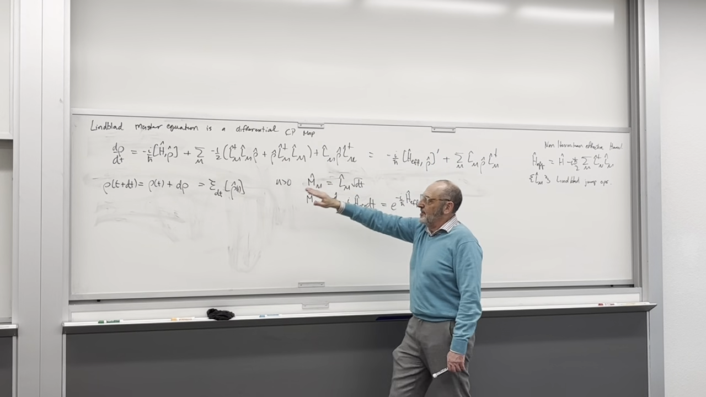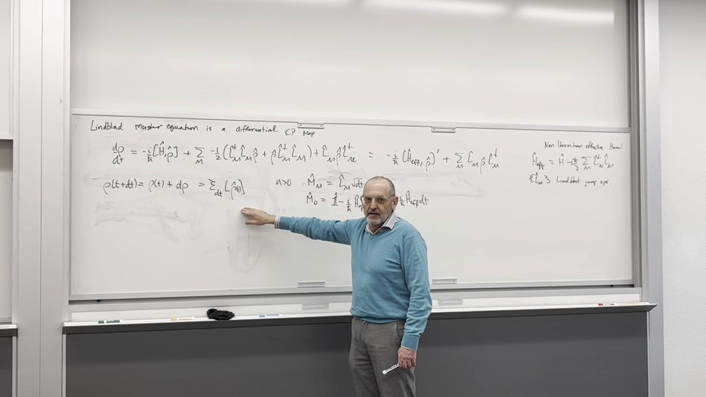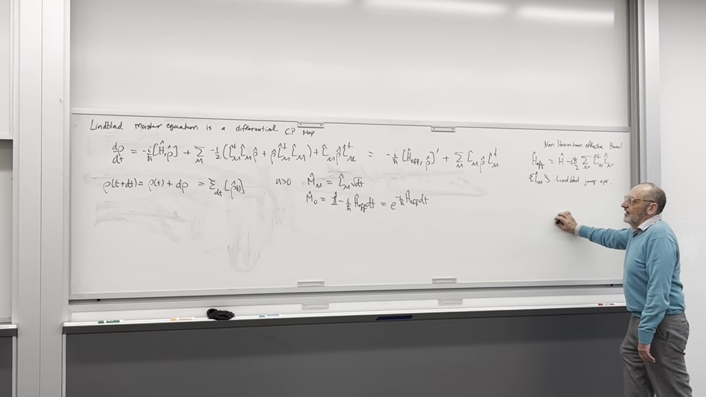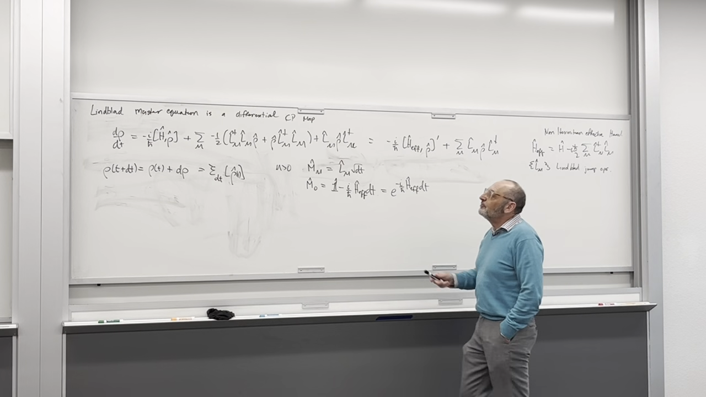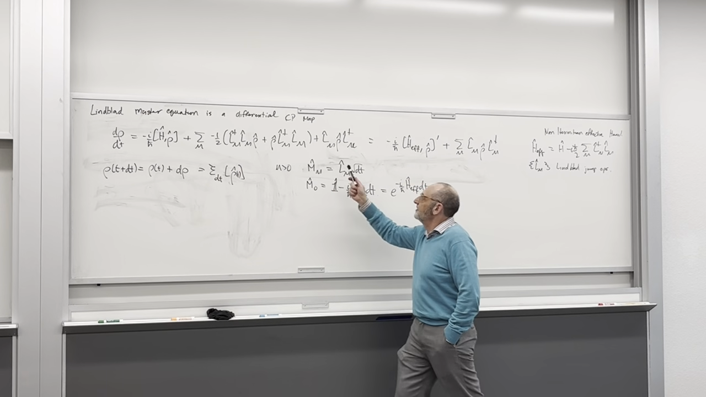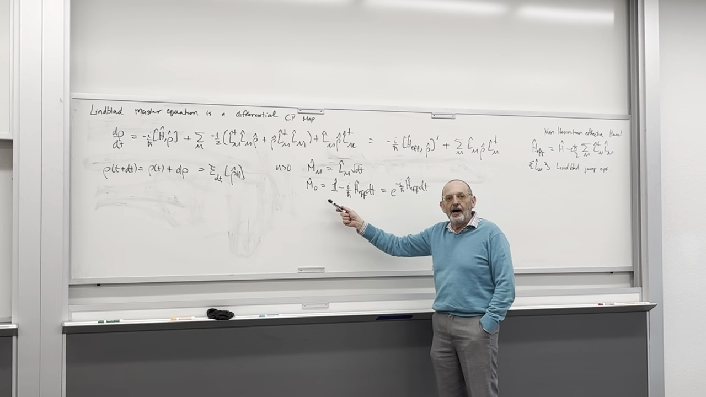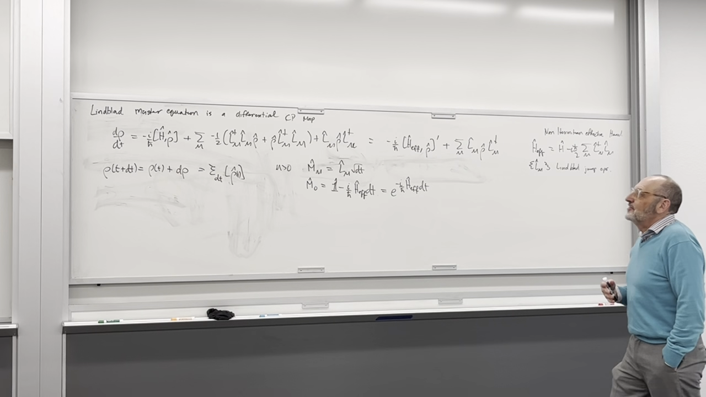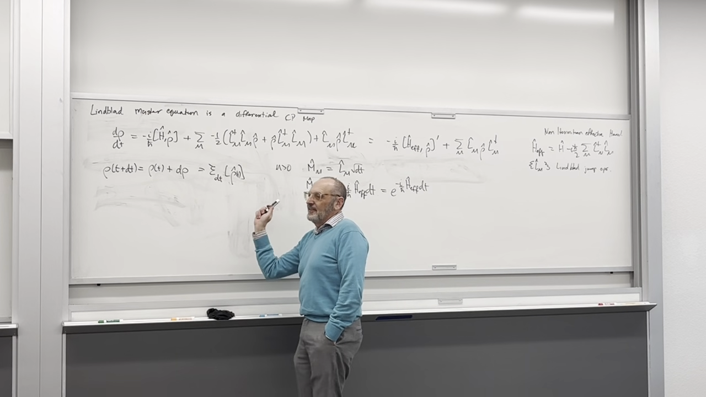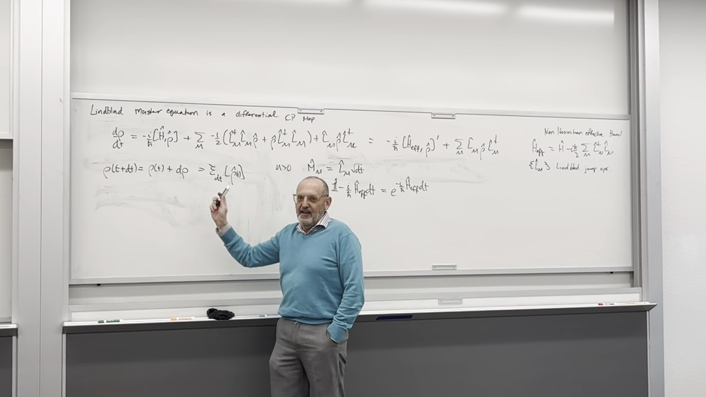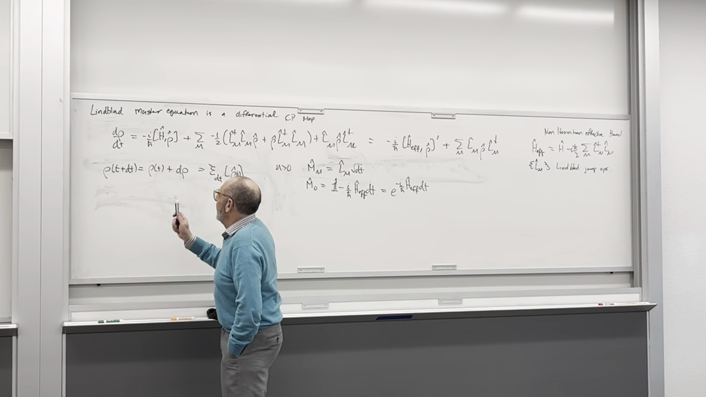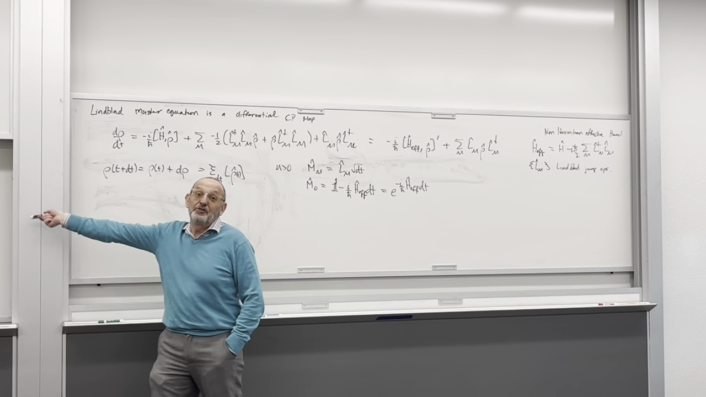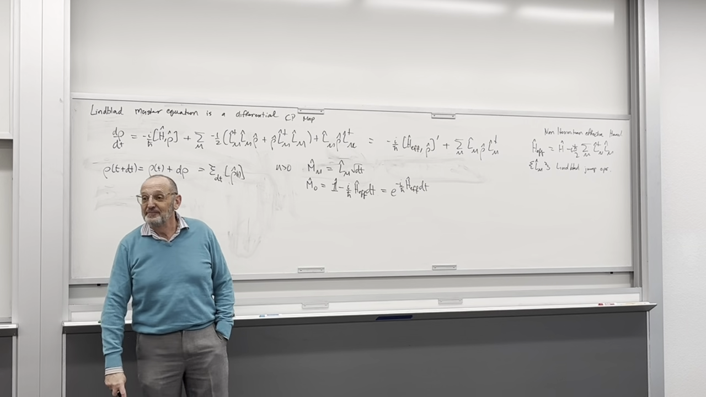So given a CP map, and given a measurement model, which is equivalent thus to a set of Krauss operators, we can think about simulating the time evolution that takes me from time t to time t plus delta t using Monte Carlo. Okay?